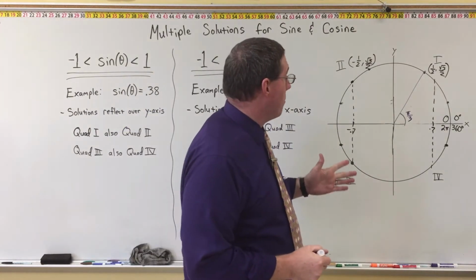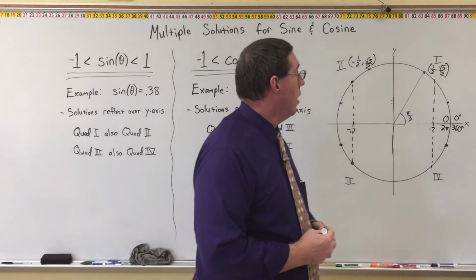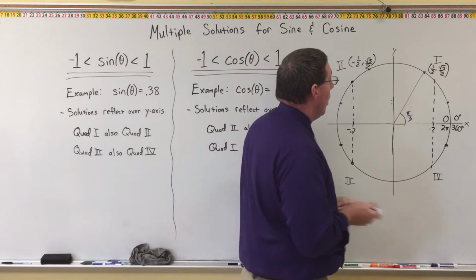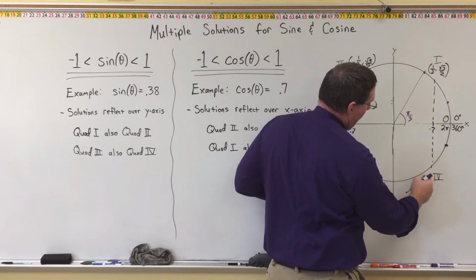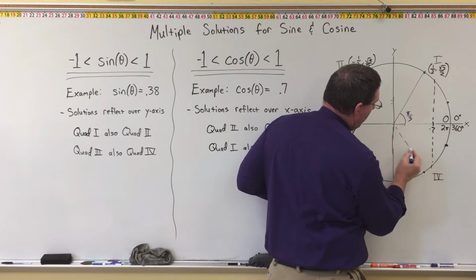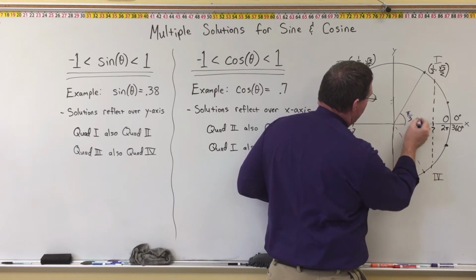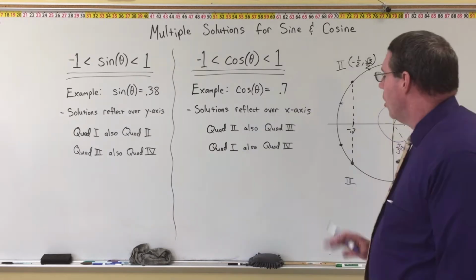All right, so like we said before, at pi over 3, we know that the cosine is 1/2 and the sine is square root of 3 over 2. Well, cosine also is equal to positive 1/2 in the fourth quadrant down here, okay? And now we know that that angle measure around here is 5 pi over 3. All right, so here's the idea.